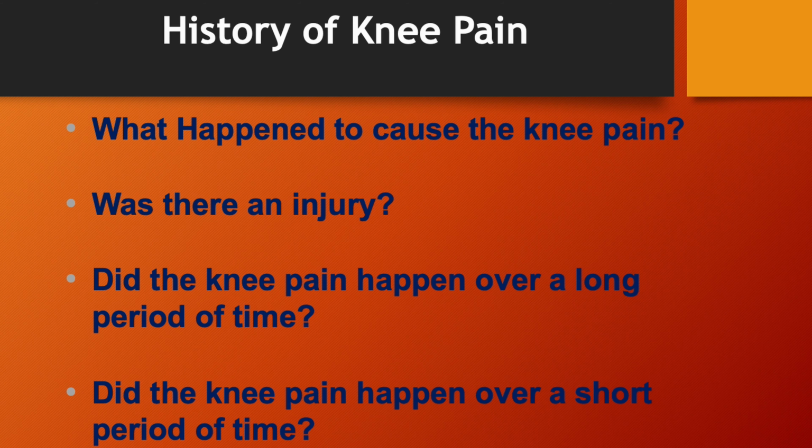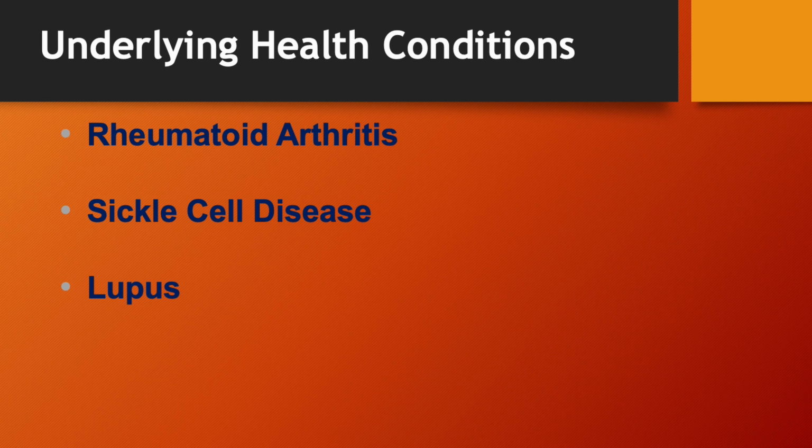And from there, we'll talk more about their history. What happened? Were they injured somewhere? Did it happen over a long period of time, a short period of time? We'll get their medical history. Are there any special medications? Do they have diabetes? Do they have any underlying health conditions that might affect what goes on with their knee? Some things that come to mind would be rheumatoid arthritis, sickle cell disease, lupus, just to name a few.